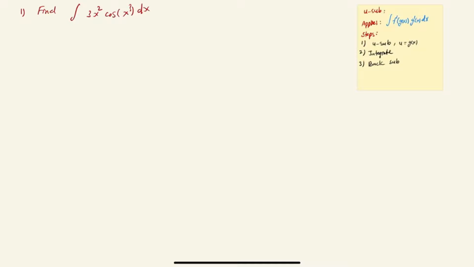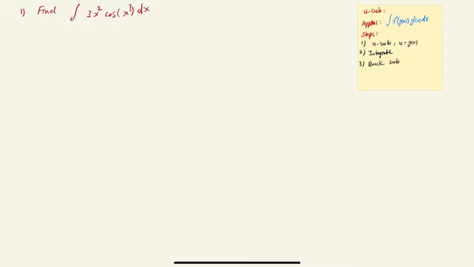Here I want to find the indefinite integral of 3x squared cosine x cubed dx. This is a complex function, it's hard to integrate, so I'm gonna check if u substitution applies to write that integral in a simple form. When u substitution applies, I'm gonna follow the 3 steps.